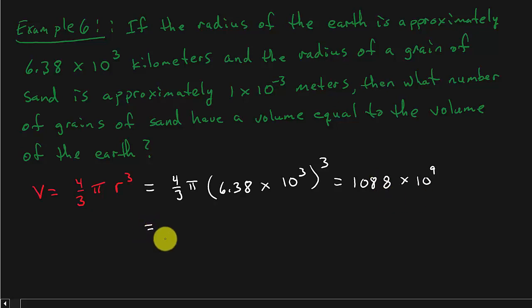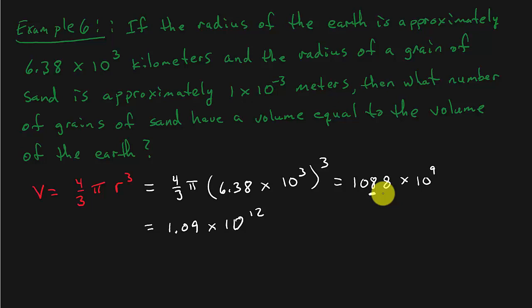So basically what we get is 1.09 times 10 to the 12th. So I just rounded this 8 to a 9. So that's the volume of Earth in kilometers.